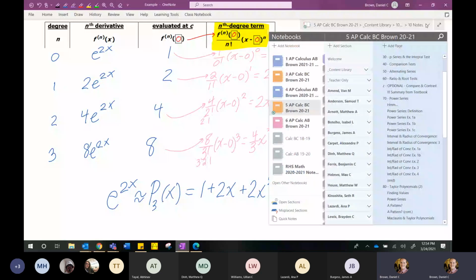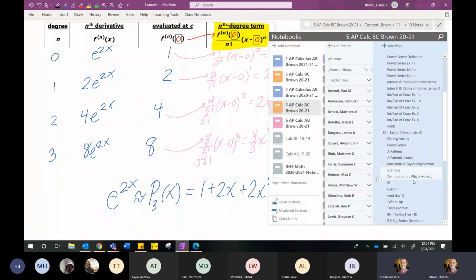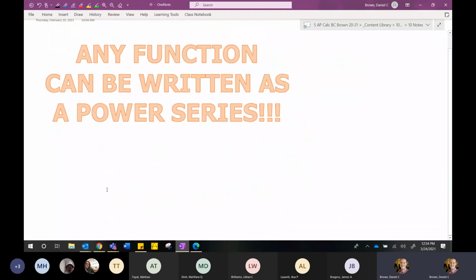So note-wise, things that I do want to be clear: any function can be written as a power series, whether you're using a Taylor series or a Maclaurin one. As long as you can find a derivative, then it can be written as a Taylor or a Maclaurin series, which has lots of applications.